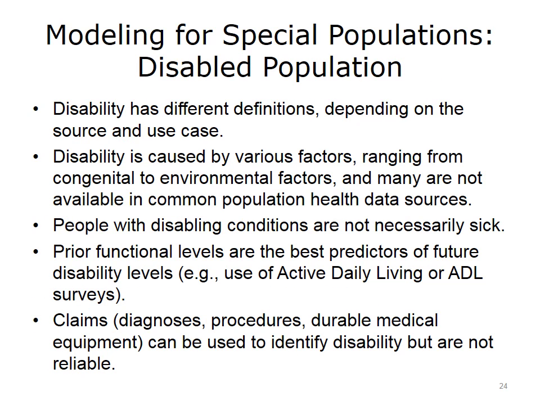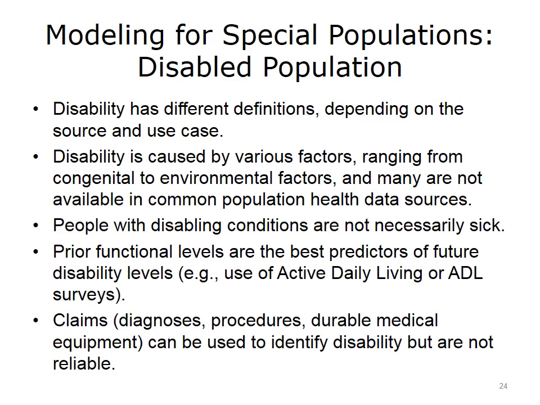The population with disabilities also requires extra attention when developing predictive models. In the disabled population, the following issues may affect the development of predictive models. Disability has different definitions, depending on the source and use case. Thus, models often are not well calibrated to predict the same outcome. Disability is caused by various factors, ranging from congenital to environmental factors, many of which are not available in common population health data sources. People with disabling conditions are not necessarily sick. Thus, defining disability as risk is not always straightforward.